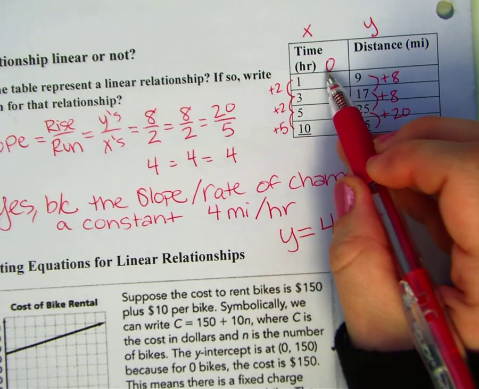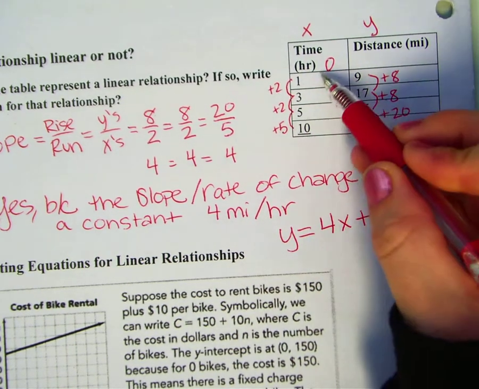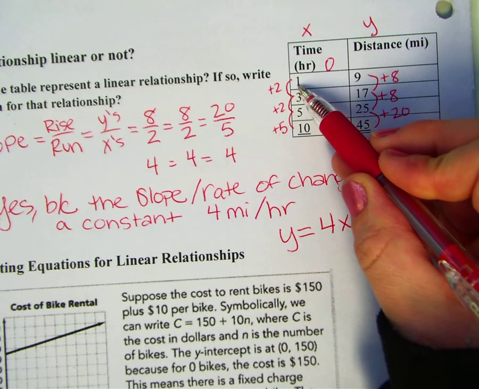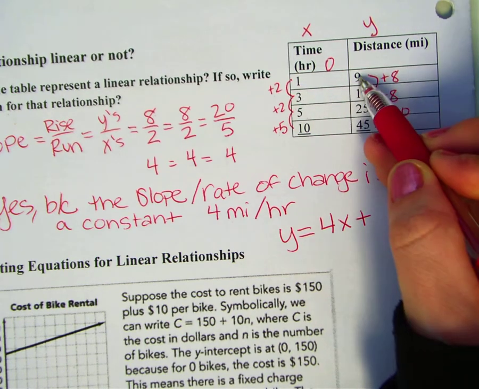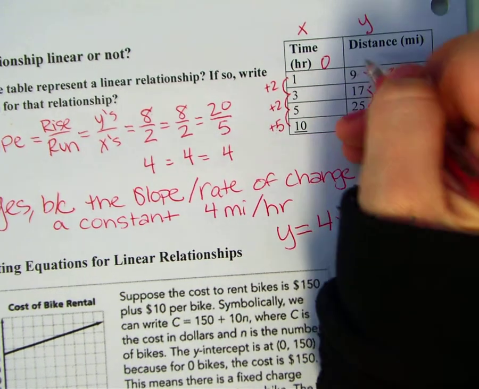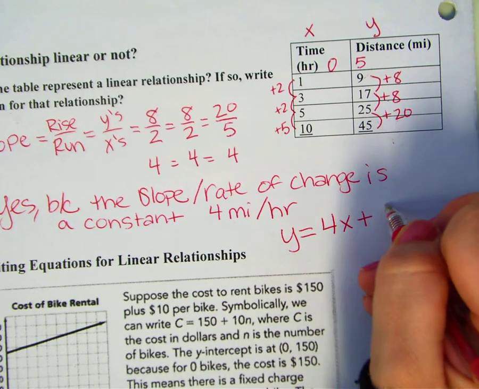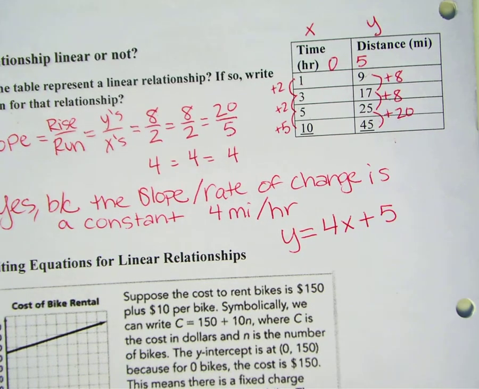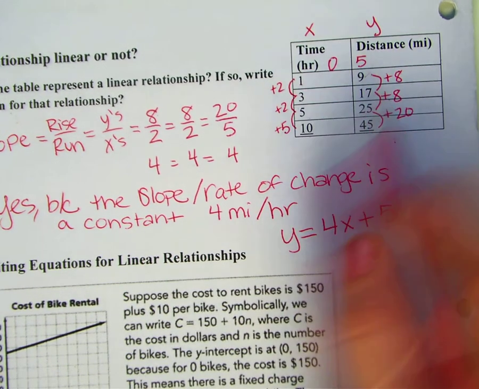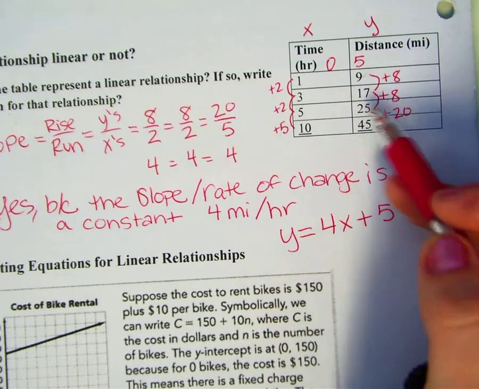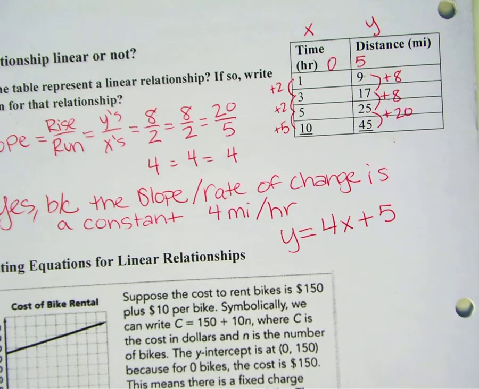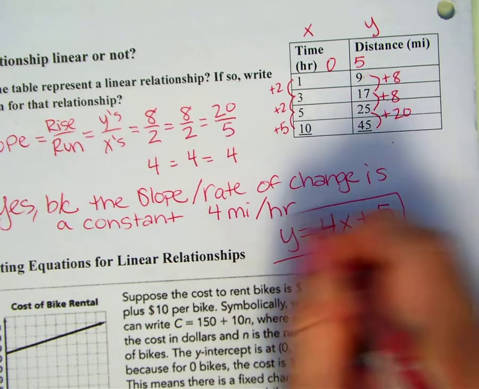Okay, well, if it's going up 4 for every 1 hour, I would just have to think backwards. If I'm at 9 here and it's going up by 4 every hour, I would just have to think 4 before that. So 4 before that, take away 4 from 9 would be 5. Okay, so I would have a starting amount of 5 miles at 0 hours. And then if I keep going up by 4 every hour, it would then fill in this chart. Okay, so that would be my equation.